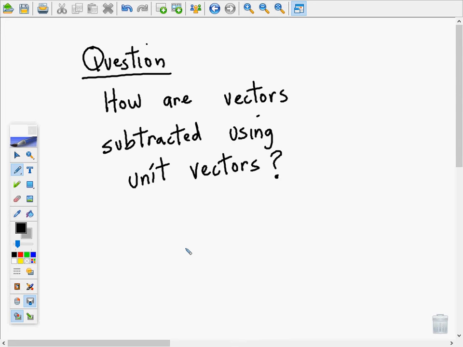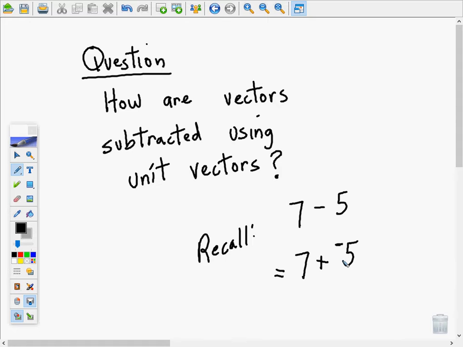How are vectors subtracted using unit vectors? Now, do you know how if you have scalar quantities, like regular numbers, if you're taking like 7 and you're subtracting 5, one way of thinking about that is you could rewrite that as 7 plus -5.